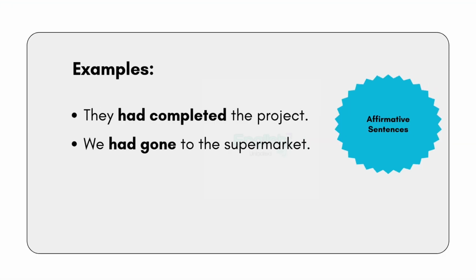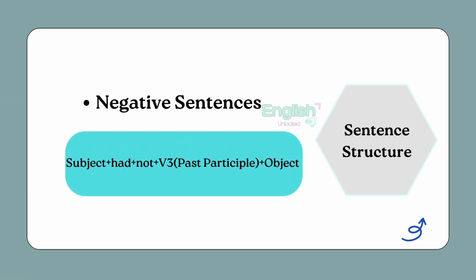For example, "They had completed the project." "We had gone to the supermarket." Both the actions were completed before another action in the past. That's why we say both are in the past perfect.